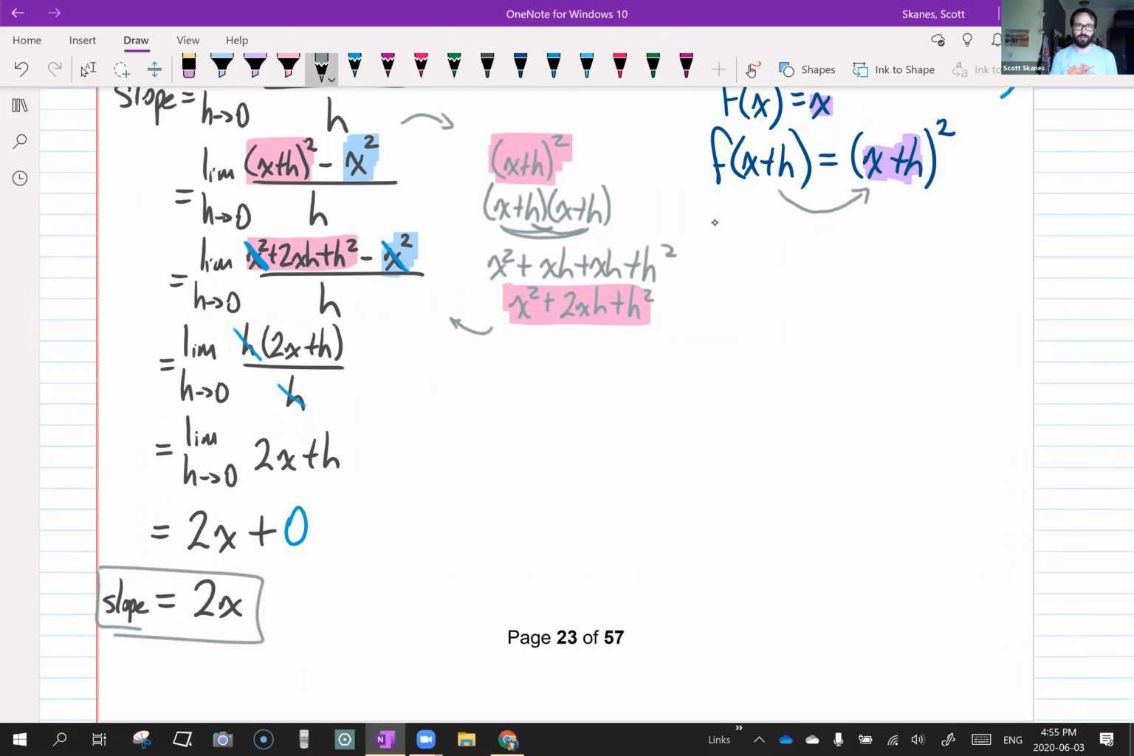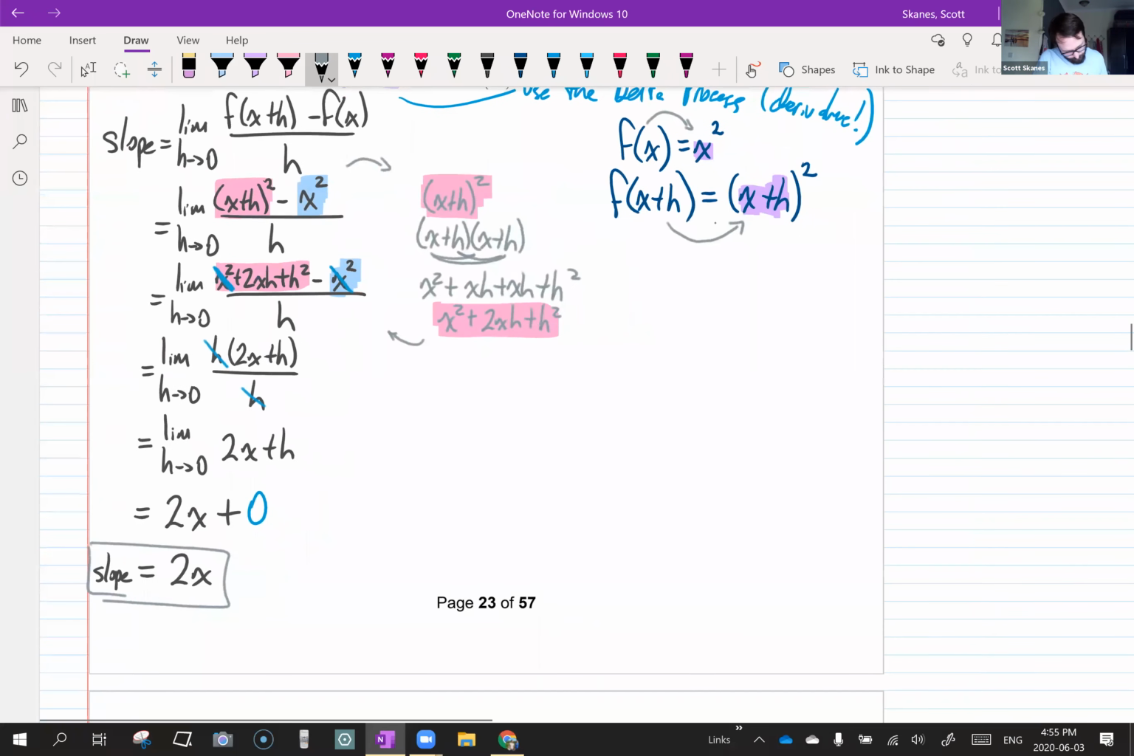Thankfully, we're going to do some shortcuts later. The rest of the unit will be shortcuts, actually. But that is so much work to get this tiny little function. But that's what the delta process does, actually. It takes a function, it plays around with it, and it makes it smaller and easier. And then that new function is the slope function. It's called the derivative.